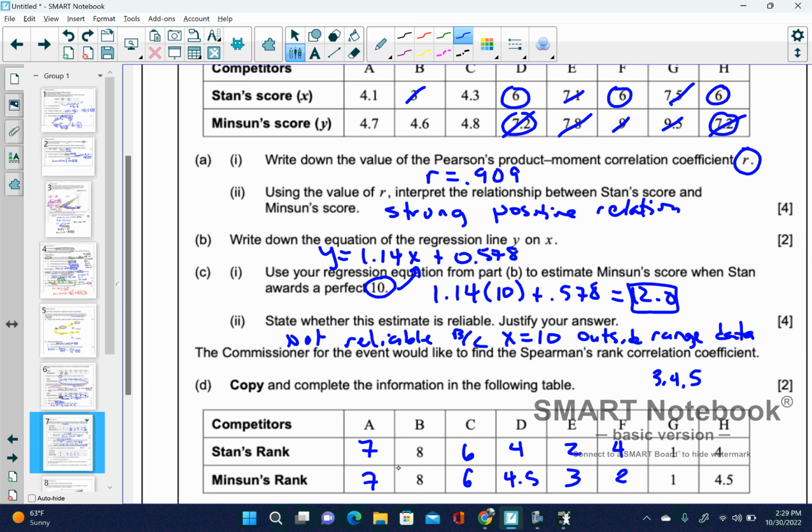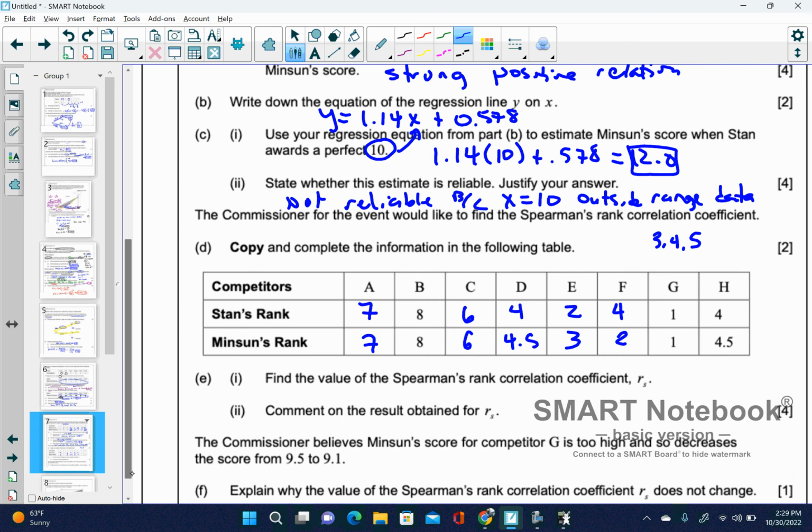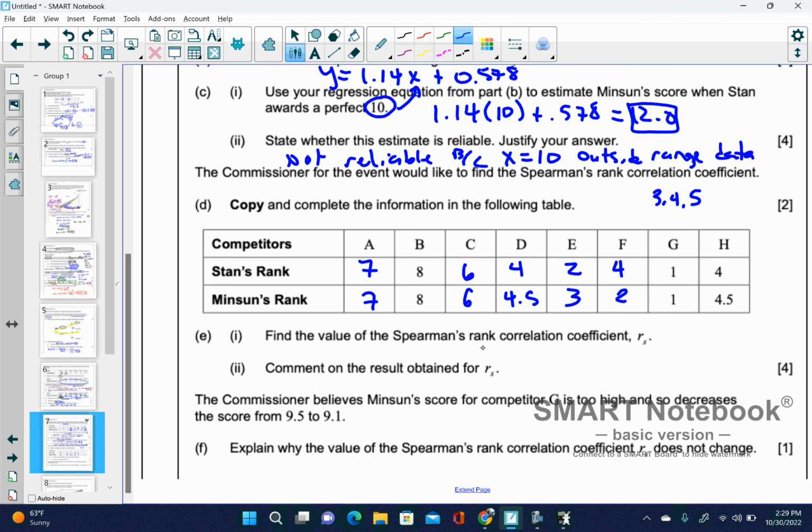Okay. So now we're doing the Spearman's rank correlation coefficient, right? So you're going to plug this under L1, plug this under L2, and you're going to find the Spearman's rank, which is 0.933. Please do this yourself. Do not just take my word for it, okay? And basically comment on the result obtained. This is also another strong positive correlation between the two ranks.